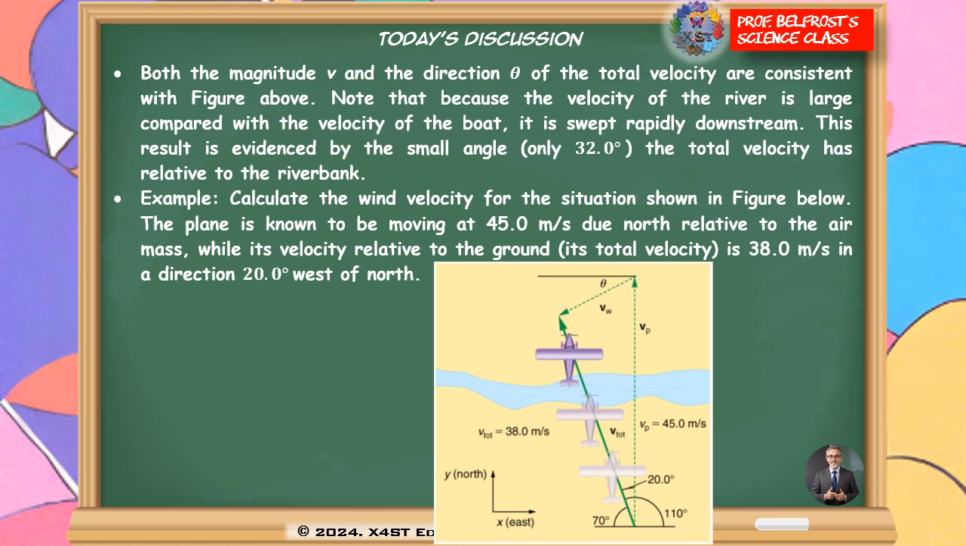Okay, so this is the second example. Calculate the wind velocity for the situation shown in the figure below. The plane is known to be moving 45 meters per second due north relative to the air, where the velocity relative to the ground is 38 meters per second in the direction of 20 degrees west of north. So we are about to find the wind velocity.